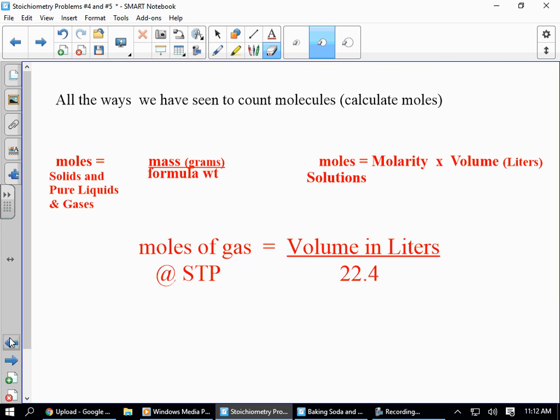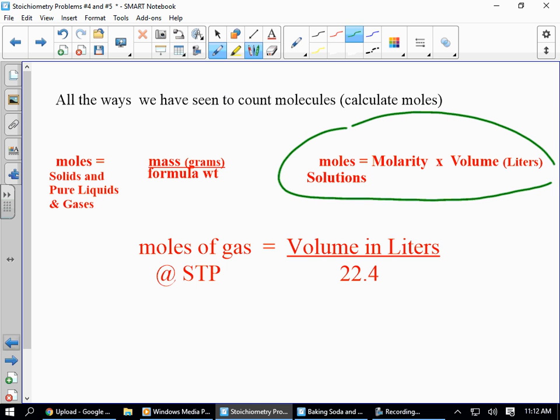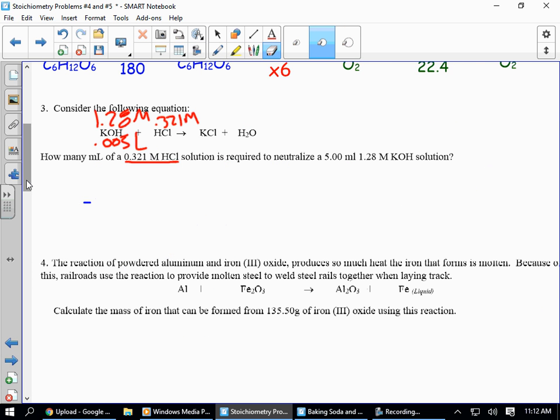So when you're looking here at your optional formulas, there's only one that we can use because both of our things are solutions. We're going to have to use this one twice. So let's go back here. So I'm going to get moles of KOH, that's the one I know the most. I'm going to take its molarity and multiply it by its volume in liters. When you do that, you get 0.0064 moles of KOH.